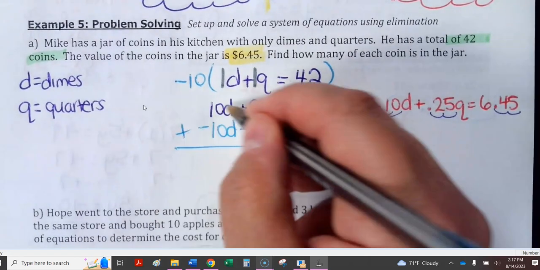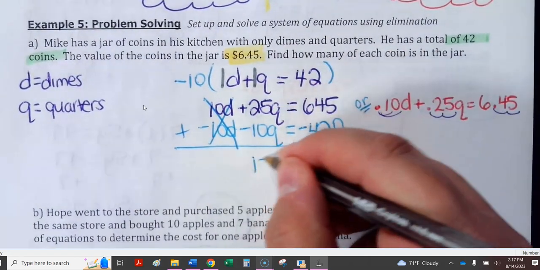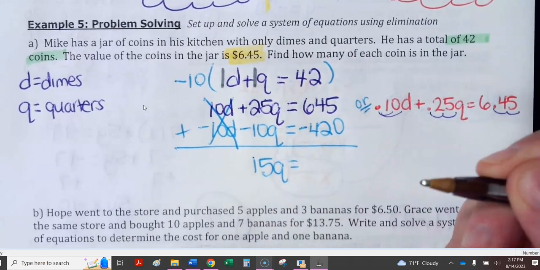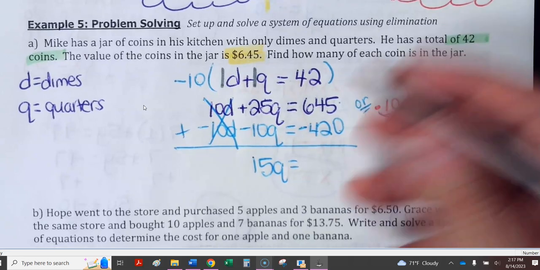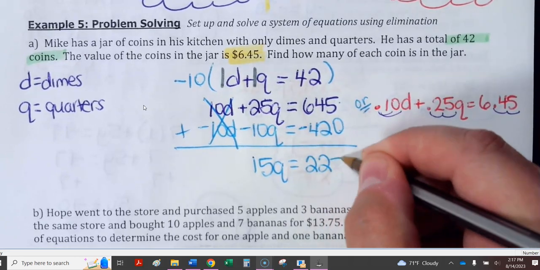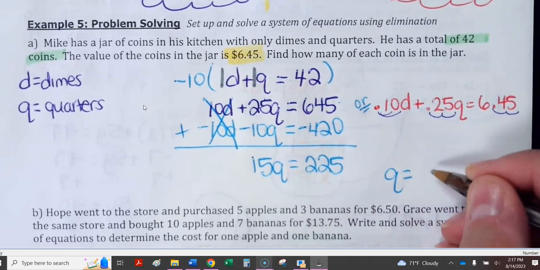Okay, get rid of the dimes. Those are opposites. 25 plus a negative 10, 15 times your number of quarters, and then 645 minus 420, 225. This is a nice number. Does anybody know what 225 divided by 15 is?